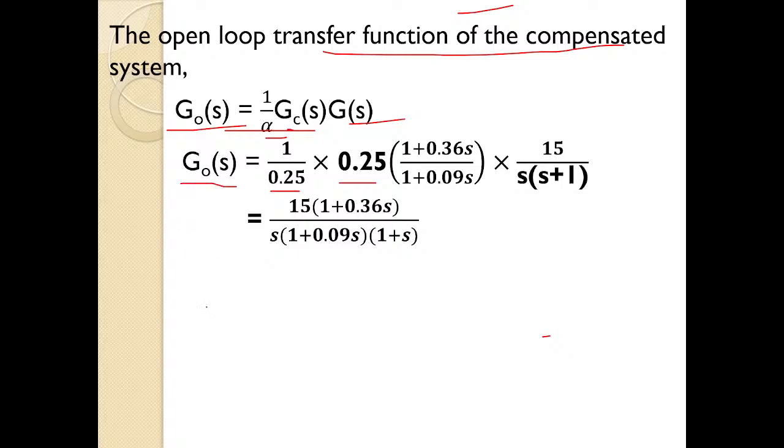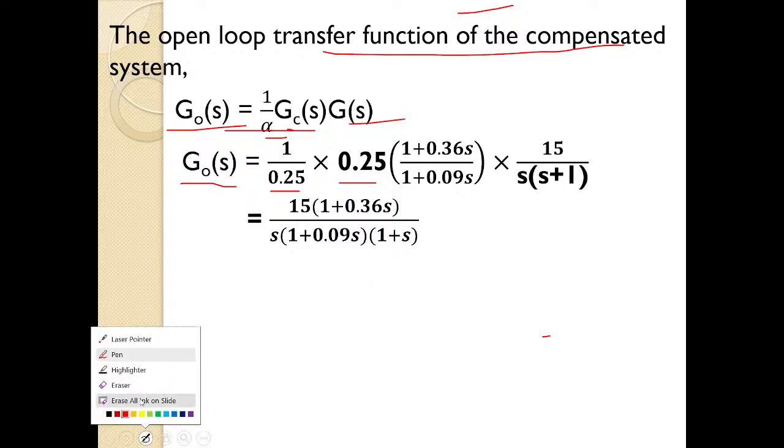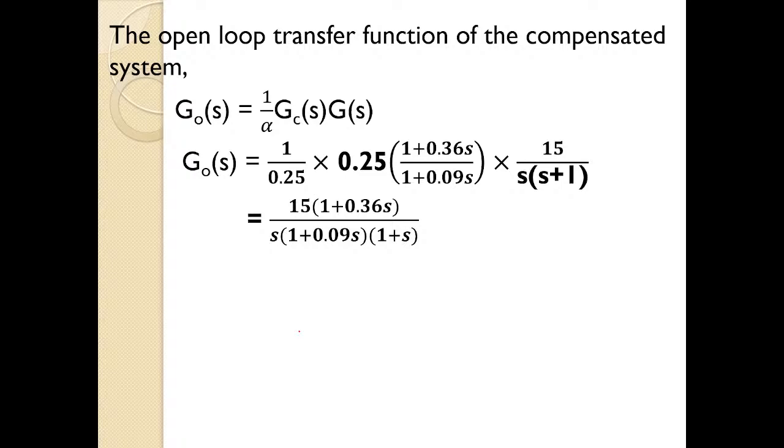Okay, open loop transfer function of compensated system. What is it? 15 into 1 plus 0.36 S by S into 1 plus 0.09 S into 1 plus S. Yes, just write it down. This is the open loop transfer function of compensated system.